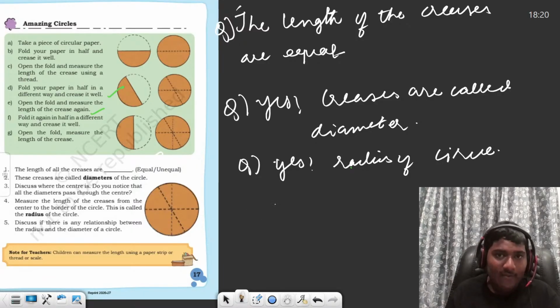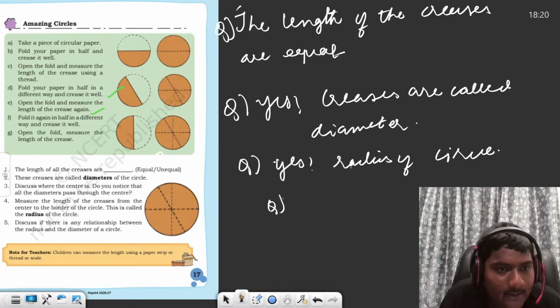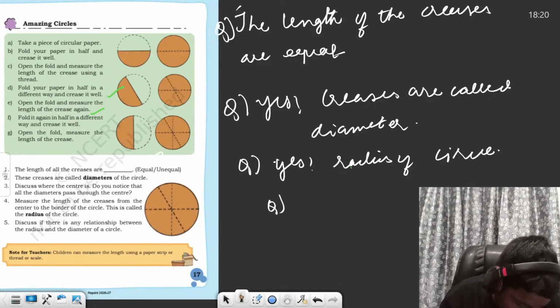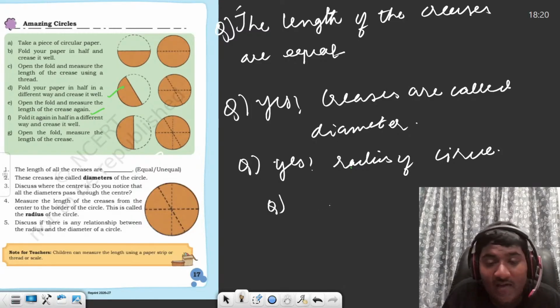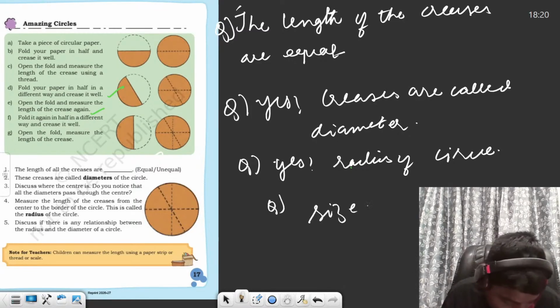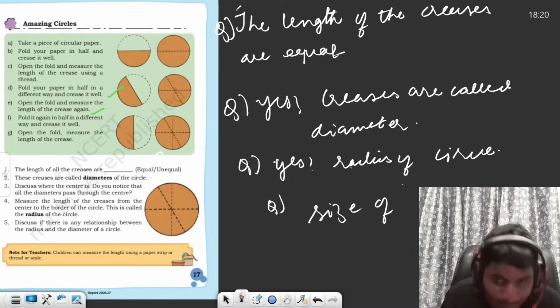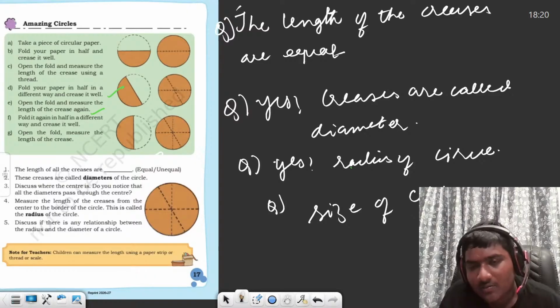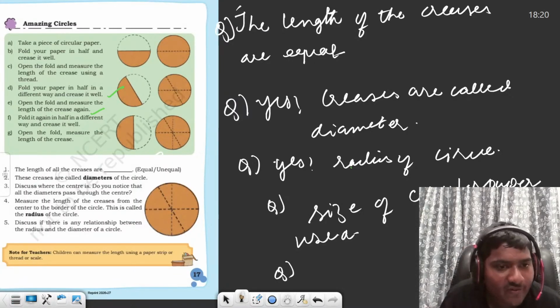Okay. Now coming to the fourth question. That one is also done. Measure the length of the creases. Yes. Here we have to use the size of the circular paper used. Coming to the fifth question.